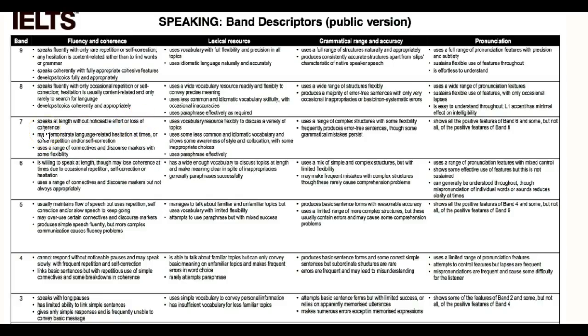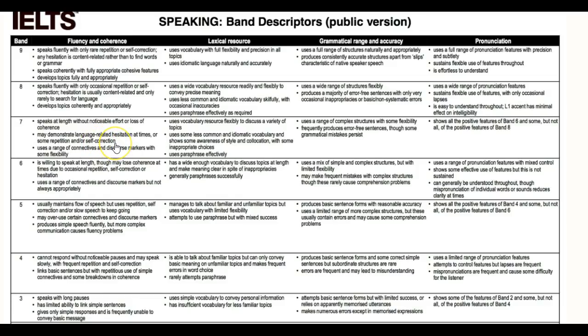Additionally, there's no loss of coherence. So the whole time you're speaking, the examiner understands you. That's what's happening at a band 7. You're not saying anything that is confusing or incoherent and makes the examiner scratch his or her head in confusion. Okay, so the second bullet tells us that the test taker may demonstrate language-related hesitation at times, or some repetition and or self-correction.